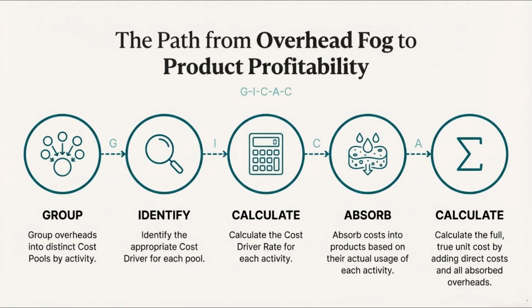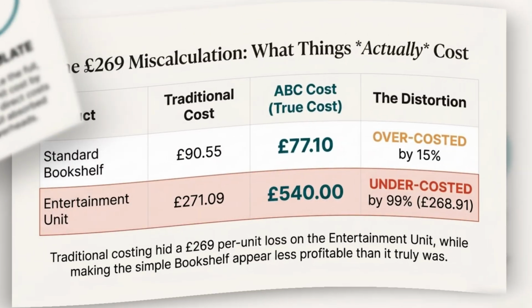Group. Identify, calculate, absorb, calculate. Memorize this sequence. It will structure your approach to every ABC question in the exam. Exam tip. Always verify your answer by checking that total overhead absorbed equals total overhead costs. If they don't match, you've made an error somewhere.